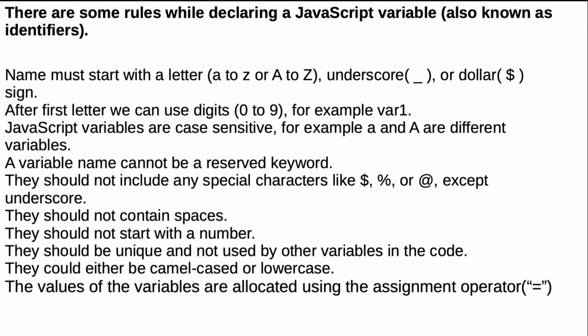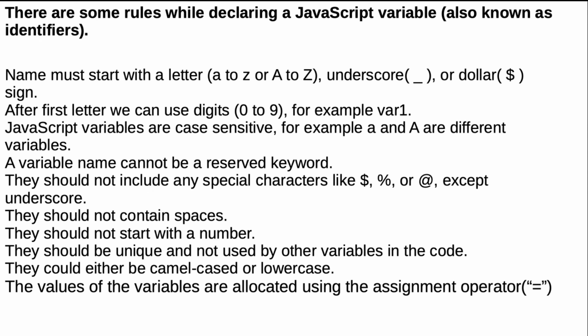A variable name can't be a reserved keyword. They should not include any special character like dollar, percentage or at the rate, except underscore. They should not contain spaces. They should not start with a number. They should be unique, not used by other variables in the code. They could either be camel case or lowercase.